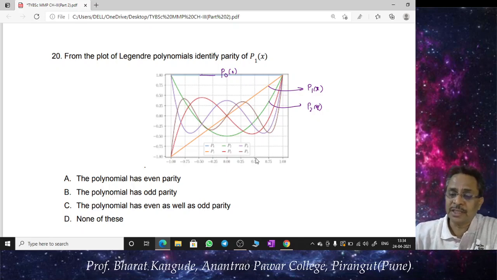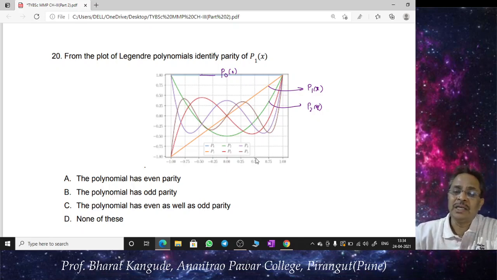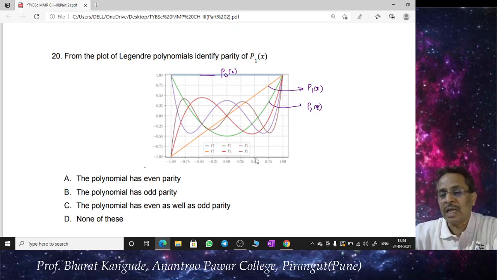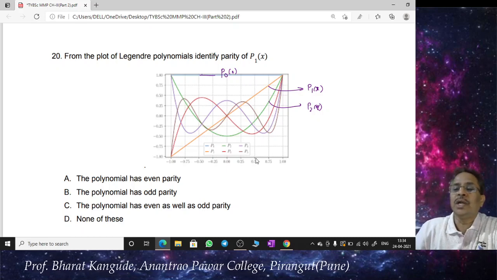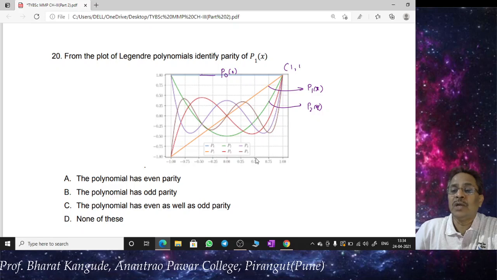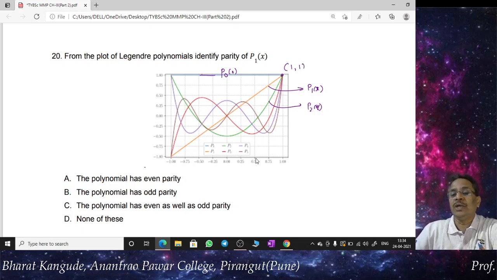So for positive x direction, it is positive. For negative x values, it is negative. That is having a slope equal to 1. So it is a straight line passing through the origin and passing through the point (1, 1). So the value of x is 1 as well as the value of P1 of x is also equal to 1. So this is the point (1, 1), and this line is passing through it.